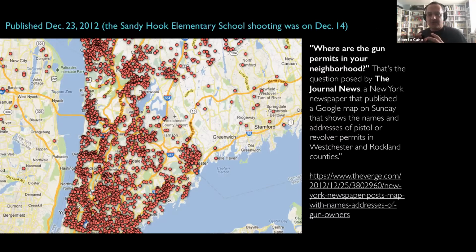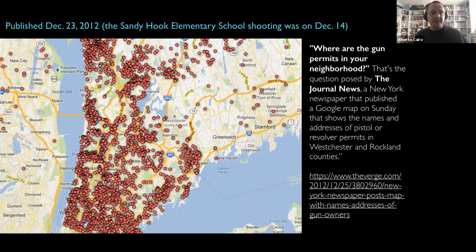It's a map that showed the positions of people in the state of New York who hold a gun permit, a handgun permit, all right? So this locates the addresses of all these people, right? When this map was published right after the shooting, a lot of people started complaining to the newspaper. Why are you disclosing all this information? Why is all this information relevant, right?